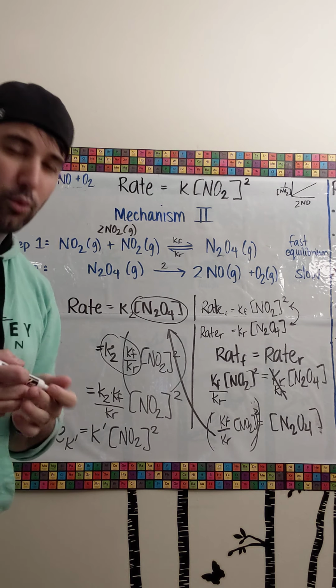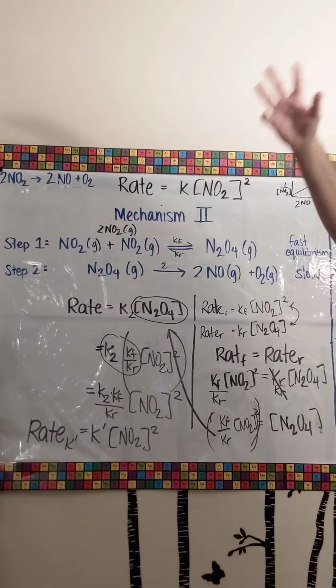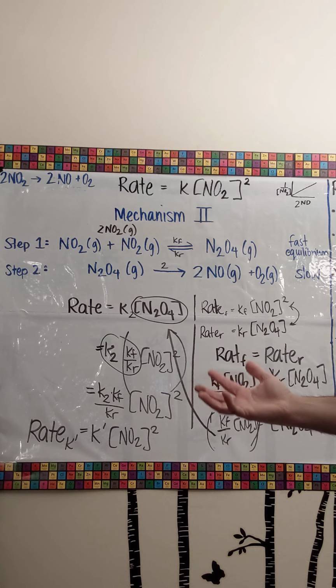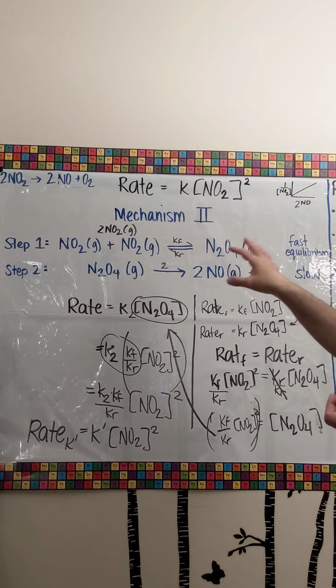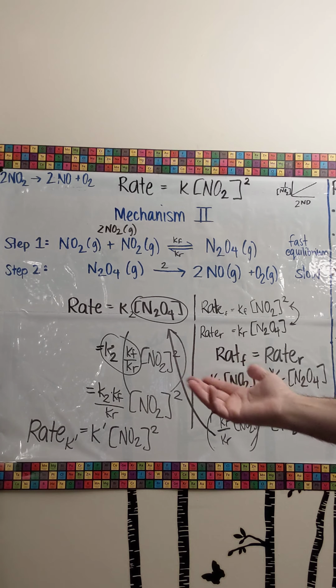All right, so hopefully that video was helpful. This is probably one of the most complicated types of mechanisms that you're going to have to know for AP chemistry, using what we call the steady-state approximation with a fast equilibrium.